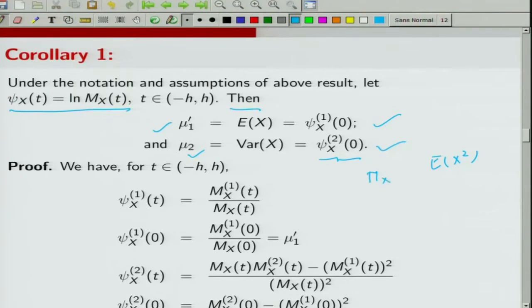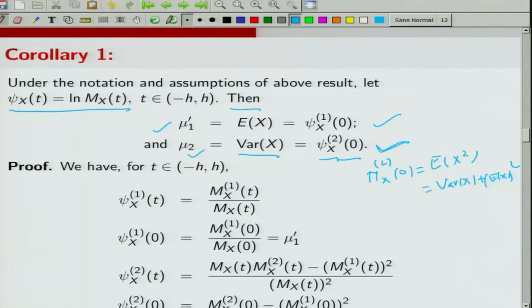So if you put M_X''(0), that is the expected value of X square. And the expected value of X square, you know, is the same as variance of X plus expected value of X whole square. So to get the variance of X, you will have to further subtract the expected value of X whole square from here. But it says if you have to get the variance directly, you can look at this psi_X(t), differentiate it twice, put t equal to 0, and you can directly get the variance. So the proof is simple.